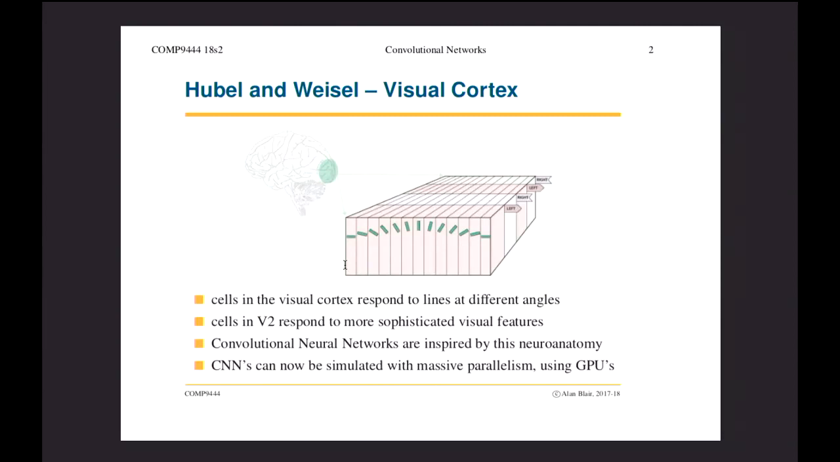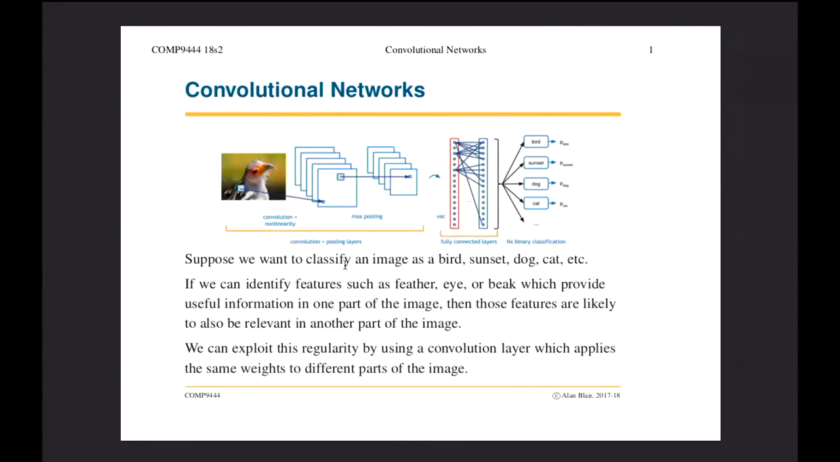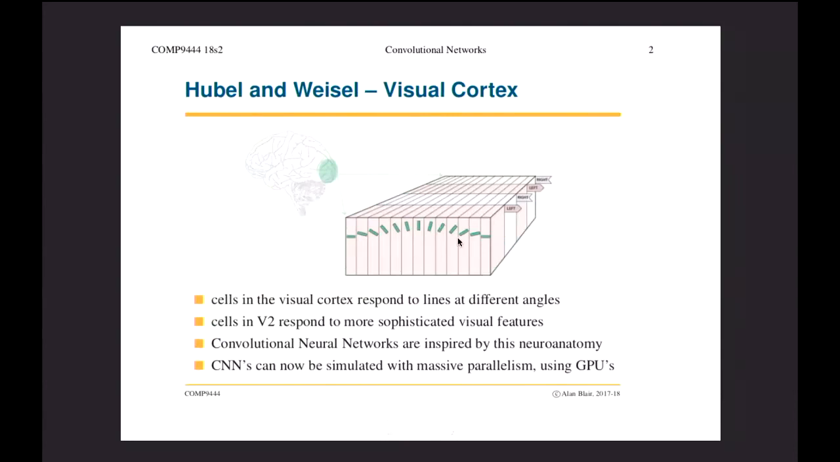And then you've got cells in the secondary visual cortex which respond to slightly more sophisticated features, maybe corners or circles or different shapes like this. And then you go further on, higher into the cortex, and somehow the brain figures out what the object is. Right now, and we'll see in a moment. Later on, I'll show you.